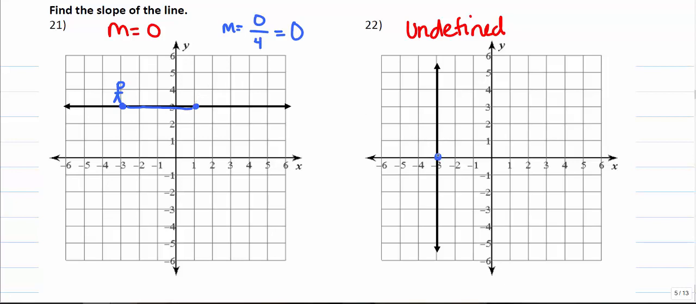Whereas over here, if I pick 2 points, just 2 random points there, here my slope would be to rise 2 blocks, but to run no blocks. And dividing by 0 is undefined. So that's what's going on with 21 and 22. But this is always true for a horizontal line, and this is always true for a vertical line.